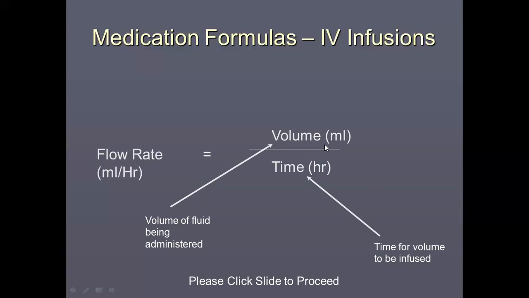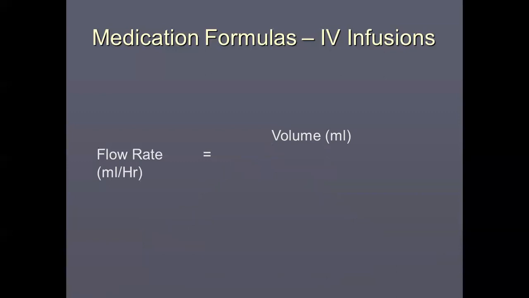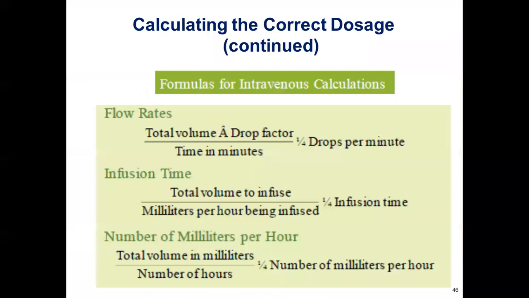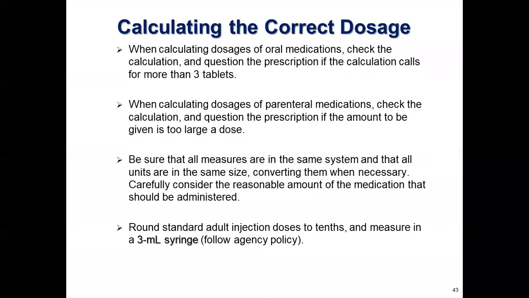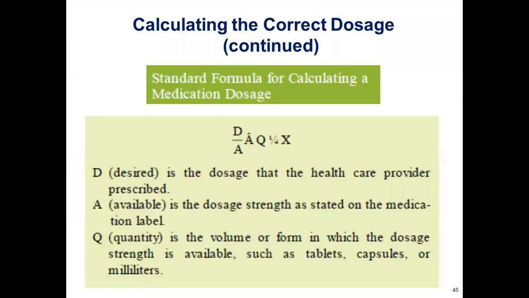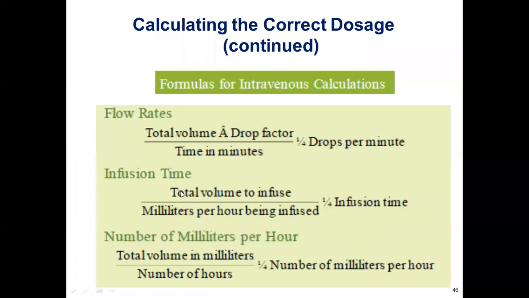This formula is only applicable when the time is mentioned in hours. But if the problem mentions minutes, it is better to follow the other formulas like these: infusion time, or number of milliliters per hour, or flow rate, which is total volume multiplied by drop factor and divided by time in minutes, right?